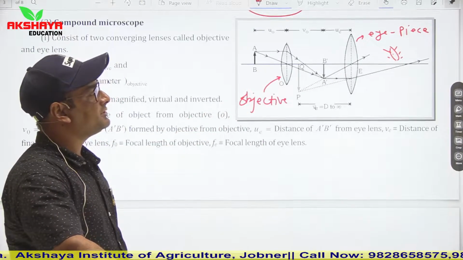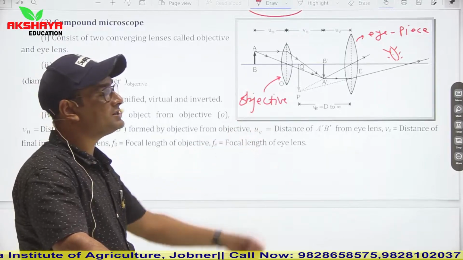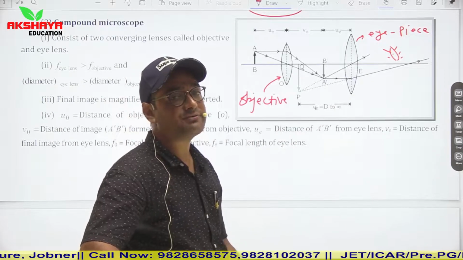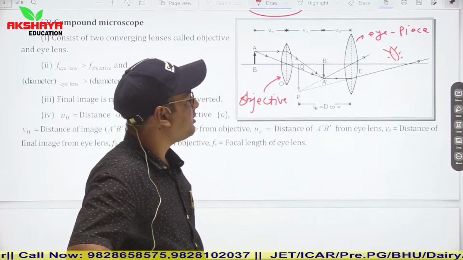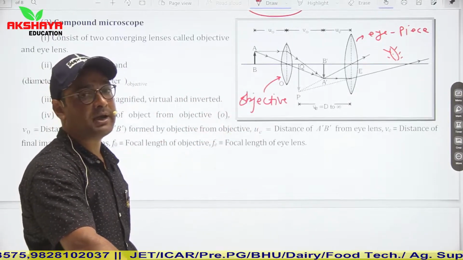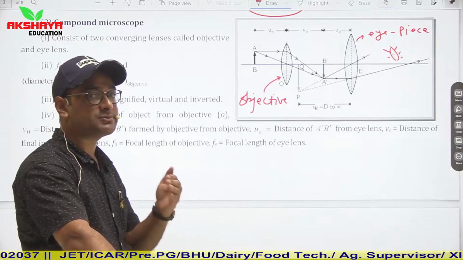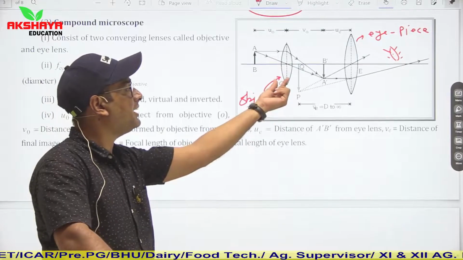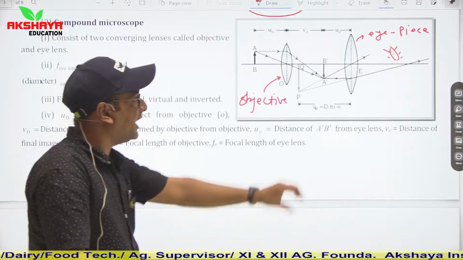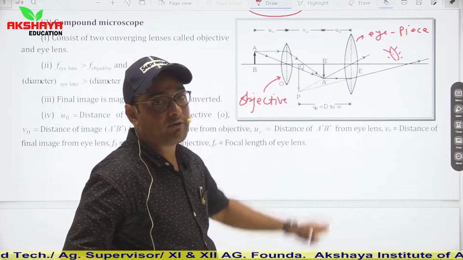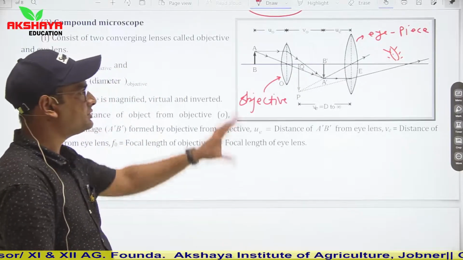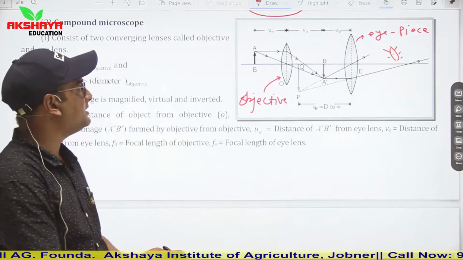Now you can clearly see from this ray diagram that the objective lens is taken of small aperture and small focal length, while the eyepiece is of large focal length and large aperture. It is because the object is placed closely, at a near point. Hence when light comes from tiny objects, we require a lens of small aperture so that it can collect the complete light from this small object, and we use a lens of large aperture or focal length so that we can get a brighter image. So this is the general concept of objective lens and eyepiece.